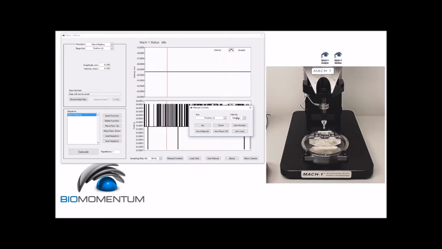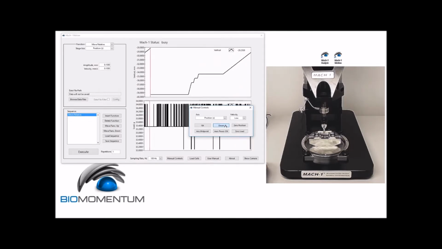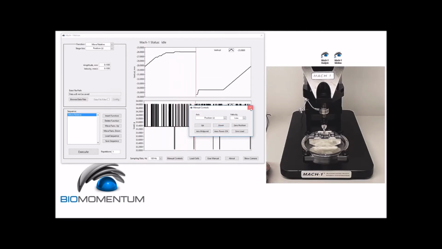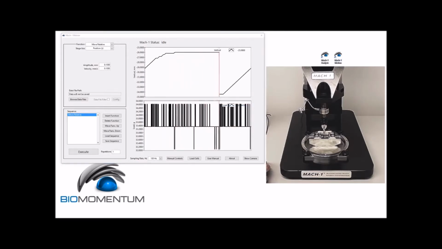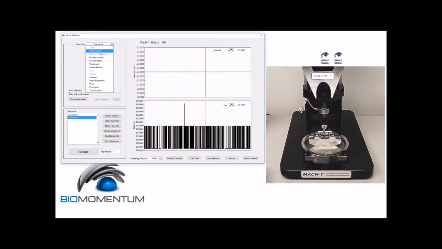Using manual controls, lower the stage at medium speed to approximately 20 mm above the sample and at low speed to approximately 2 mm above the sample. Then perform the following test sequence to find the surface of the sample. A zero load, followed by a fine contact with position Z as the stage axis, the force in the Z direction as the load cell axis.